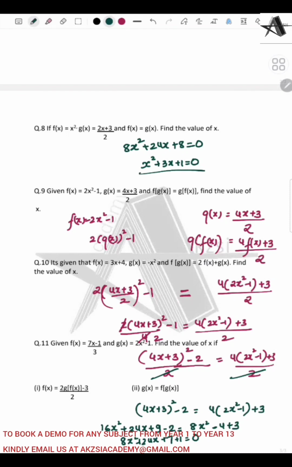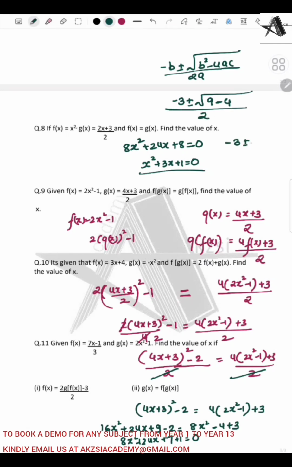Now we need to find the value of x. Now using quadratic formula, which is minus b plus minus root of b squared minus 4ac, over 2a. b is 3, so minus 3 plus minus root of 3 squared, which is 9, minus 4 into 1, which is 4, over 2 into 1. So this will be minus 3 plus minus root 5 over 2. So I can say x1 is (minus 3 plus root 5) by 2 and x2 is (minus 3 minus root 5) by 2. So these will be the two different answers for x.